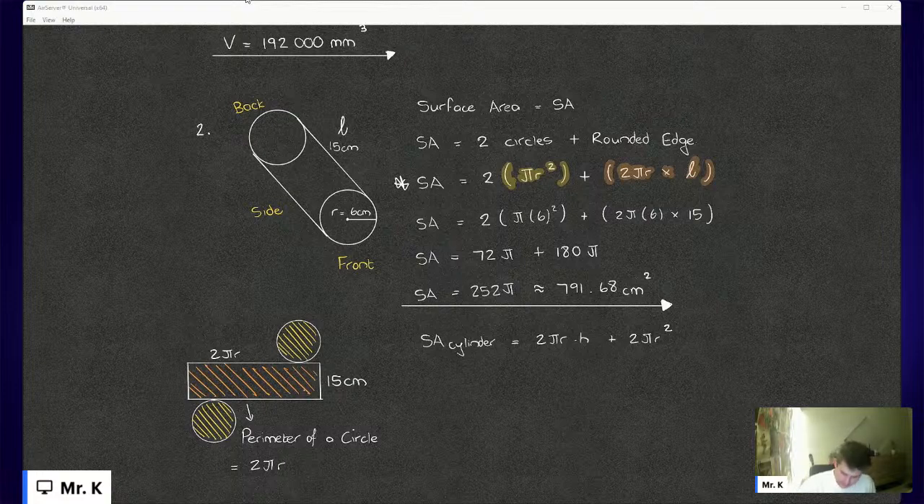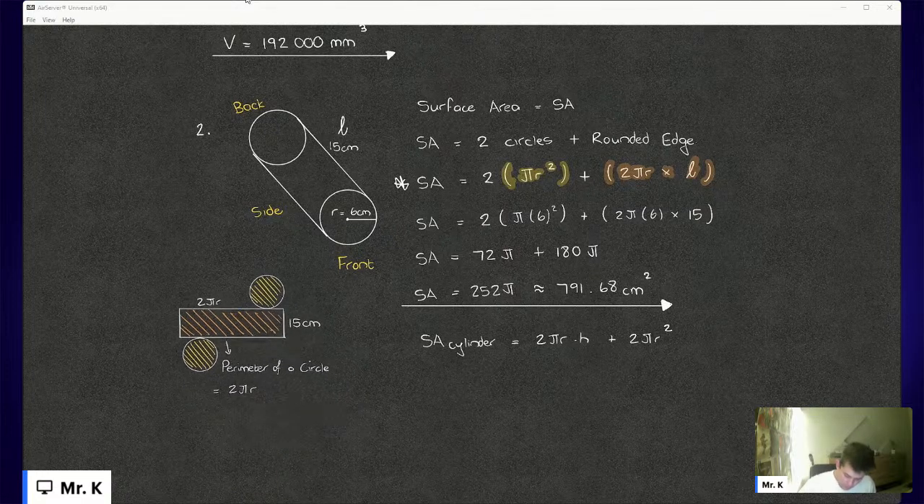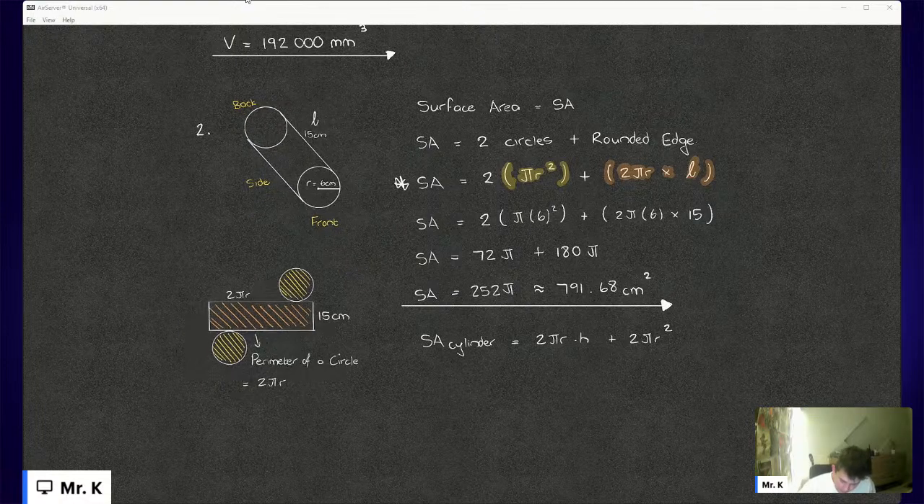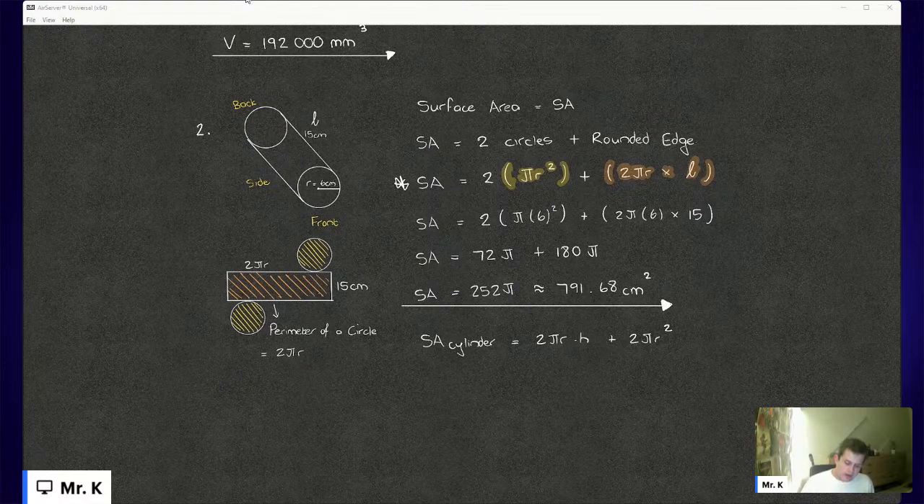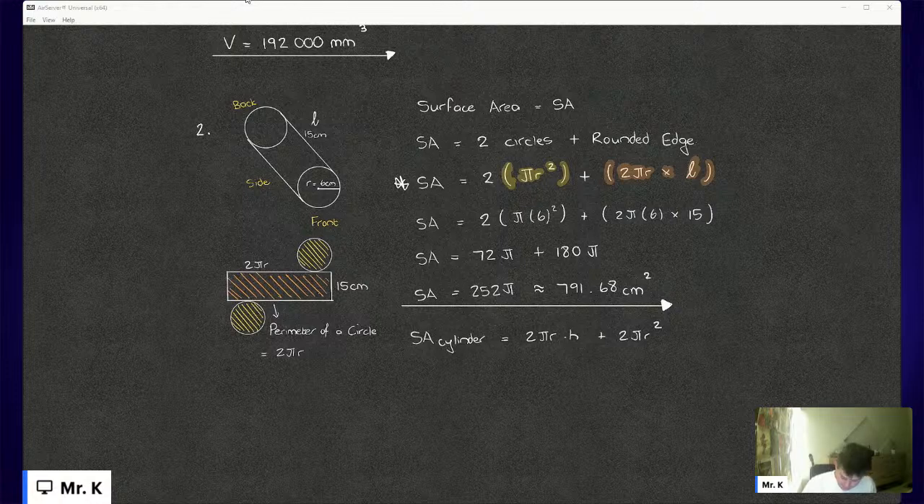Okay. Nonetheless, guys, you can quickly copy if you would like to. This is how we would find the surface area of a cylinder. I'll leave this little diagram over here on the side for you guys. And this is the formula if you want to write it down. That is the official formula for the surface area of a cylinder.